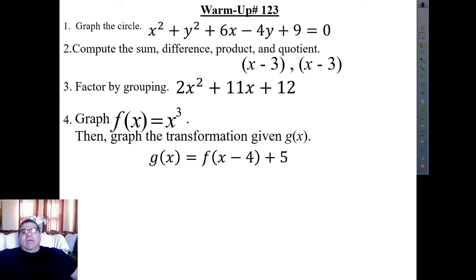Pause the video, and if you need to look at the processes, it's the same one that we did on Tuesday. So just go to that video so you can see it, or look at your notes. All right, pause it, and then we'll come back and continue. All right, so we should be back.